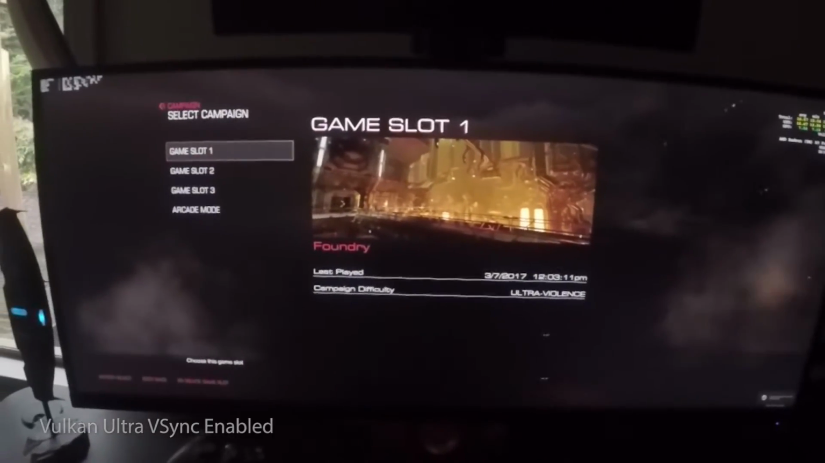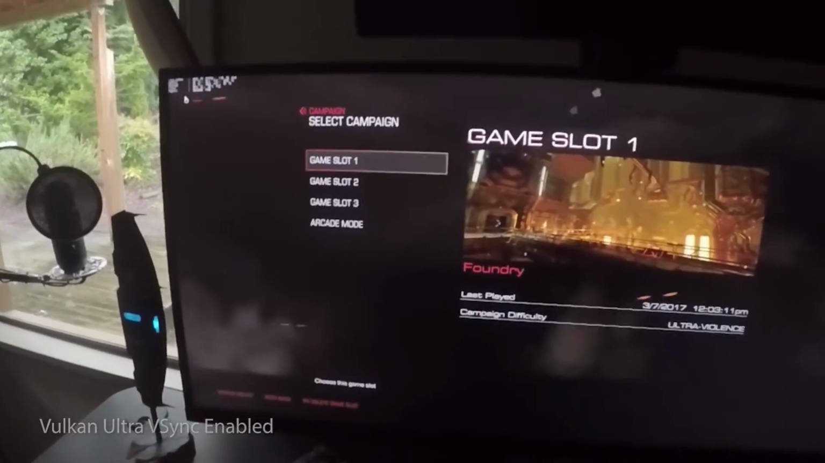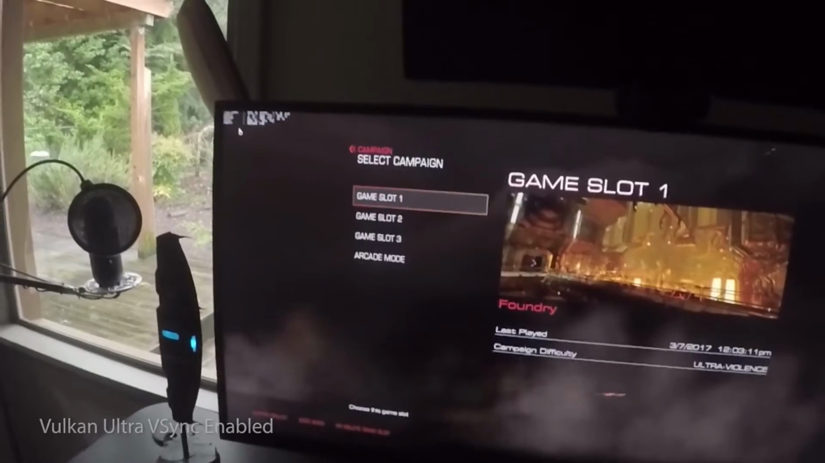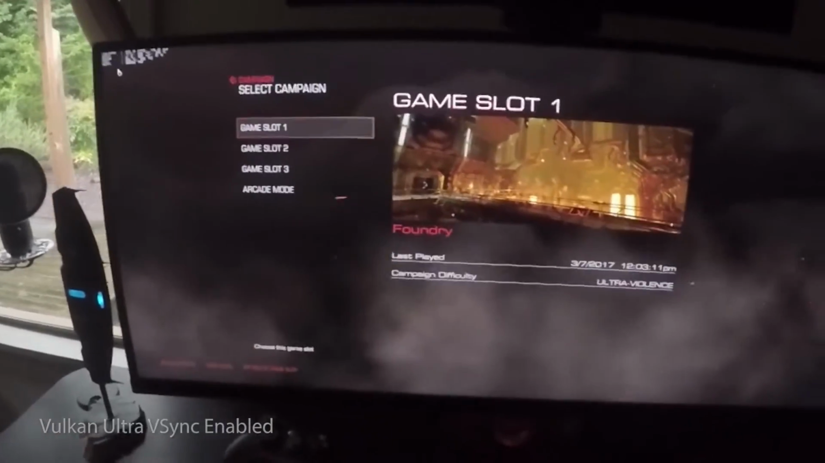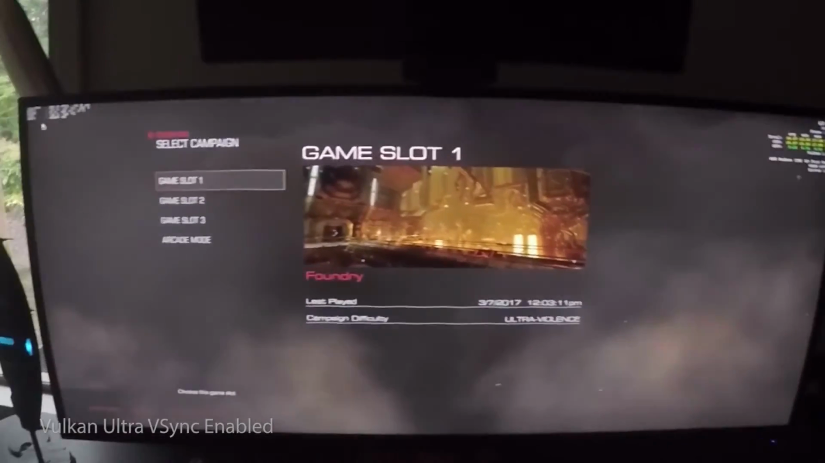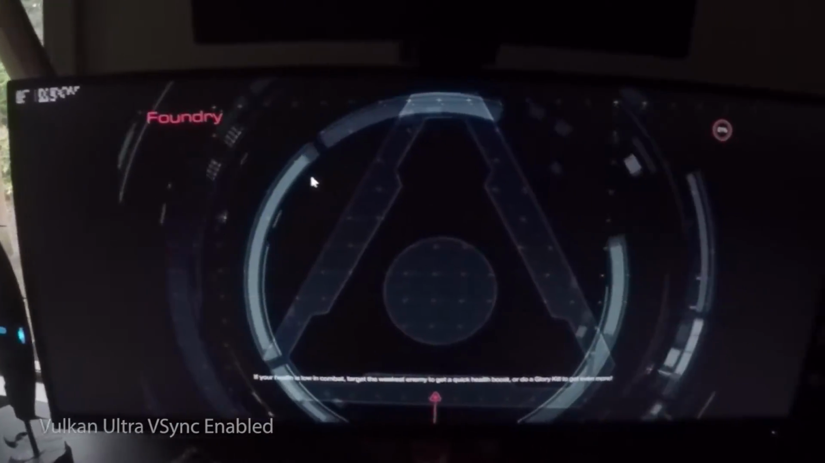Okay, so here we are back, and now as you can see here in the upper left, this is great. This didn't really exist even a couple months ago, but Rivatuner now has Vulkan enabled, which is awesome. And you can see again, same kind of statistics are being displayed. I'm gonna go ahead and go back to the game.